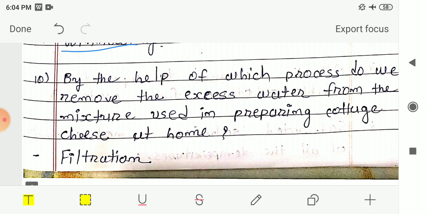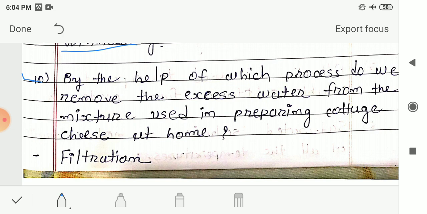Next, tenth number question: with the help of which process do we remove the excess water from the mixture used in preparing cottage cheese, you can say paneer, at home? How can we get this cottage cheese separated from the excess water? How can we remove this excess water? For that, the filtration method is used to remove this excess water from the mixture of cottage cheese and water. So the answer is filtration. Here our answer-in-one-word questions get over, question 3 gets over.